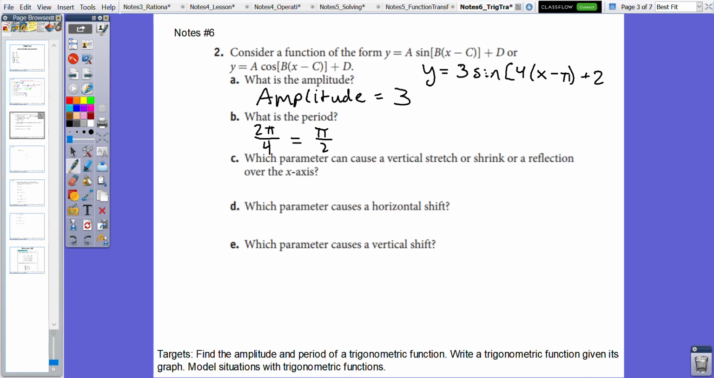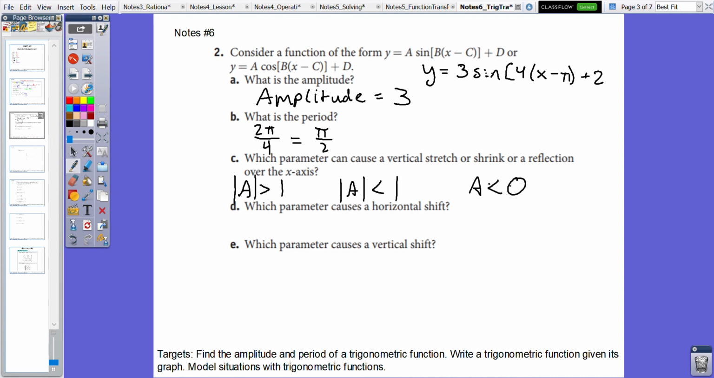So the next part, for part C, it kind of gets into generalities here. In general, the part that can cause a vertical stretch or shrink is always going to be our amplitude. In order for it to stretch, the amplitude has to be greater than 1. Okay, so for the stretch, A has to be greater than 1. For a shrink, I'm going to make sure this is absolute value here, the absolute value of A has to be less than 1. That causes a shrink. Okay, and then for a reflection, my A value has to be negative. Okay, so it has to be less than 0.